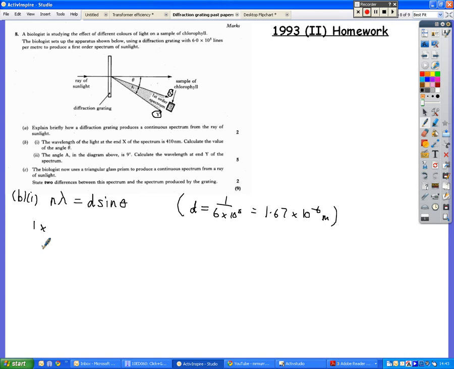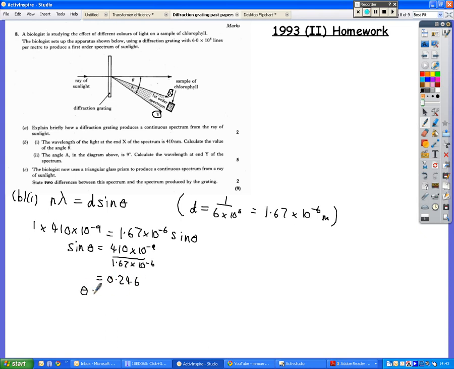So it's the first order spectrum that we're looking at, so n is 1. The wavelength is 410 times 10 to the negative 9. d we've just figured out as 1.67 times 10 to the negative 6. And sine theta is what we are trying to figure out. So sine theta ends up being 410 times 10 to the negative 9 divided by 1.67 times 10 to the negative 6. That's 0.246. Theta is 14.2 degrees.